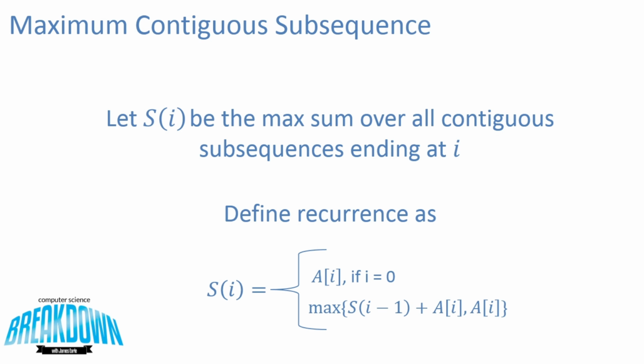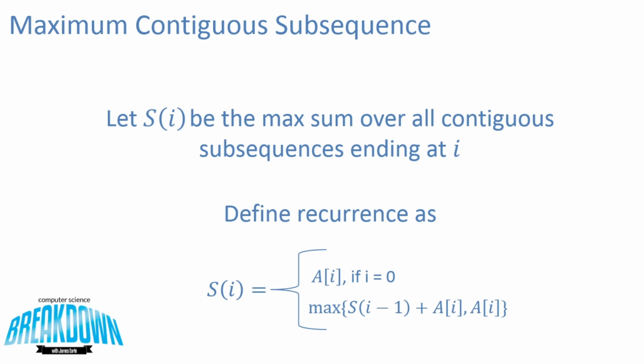There are two conditions in our recurrence. The first is that the very first value for S at i is going to be the first value in the array. That's just your boundary condition. The following condition is actually going to be the maximization, comparing the previous, which is S at i minus 1, plus the next value in the array, or just that value in the array.